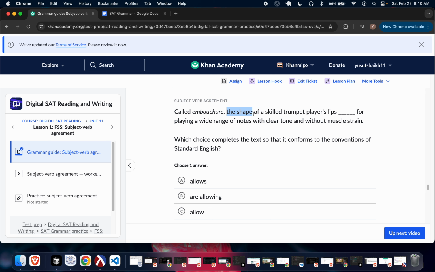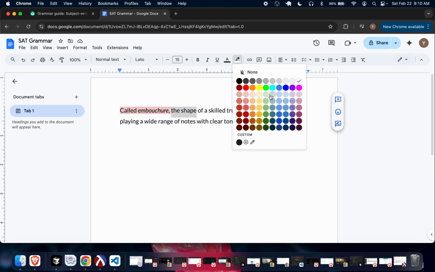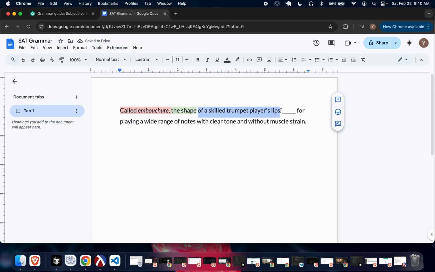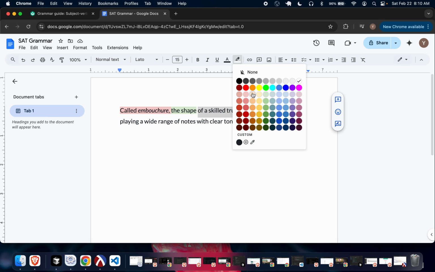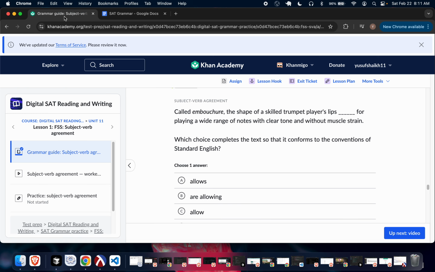The shape, and this part here, let me copy this. Again, this is extra information. It's not really relevant, or it is relevant, but it's extra information, right? And the shape here is going to be the main subject of the sentence. And of a skilled player's lips, again, this is describing the subject, right? The sentence doesn't really need that. It's helpful to have, but it's additional information describing the main subject, which is the shape. So I could eliminate that. I could also eliminate this, right? And now I have the shape blank for playing a wide range of notes.